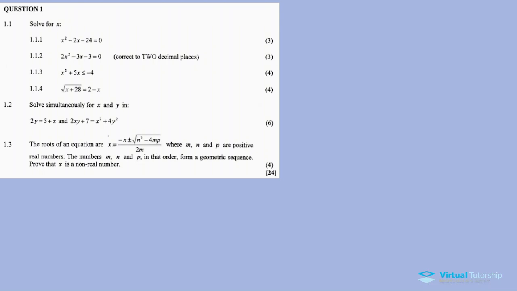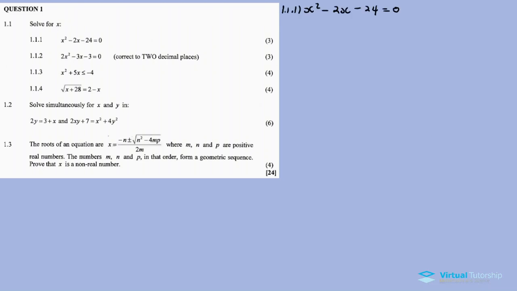So yeah, question 1.1. Question 1.1.1 is a quadratic equation: x squared minus 2x minus 24 equals 0, for 3 marks. You can use the factoring method. In most cases, the first equation in question 1 you will solve using the factoring method. If that method fails, just stick to the quadratic formula.